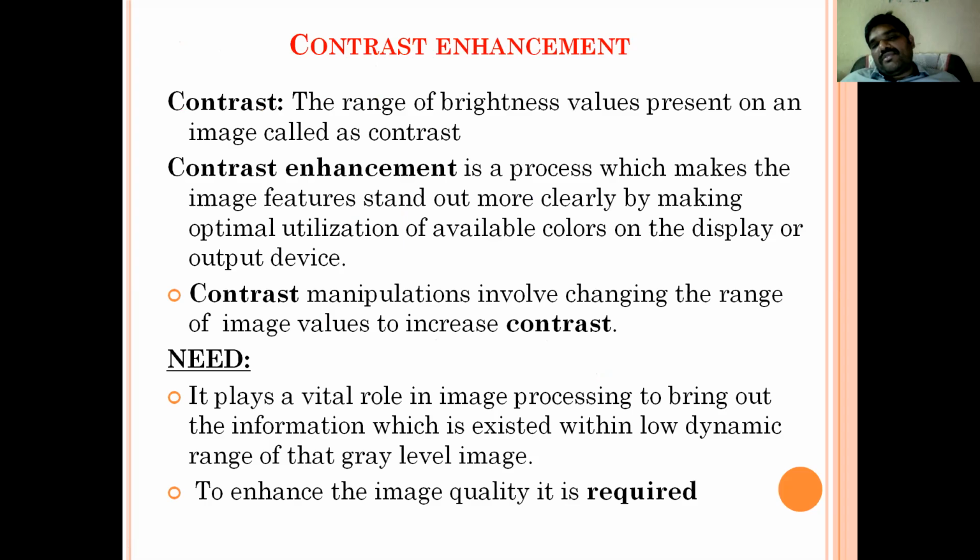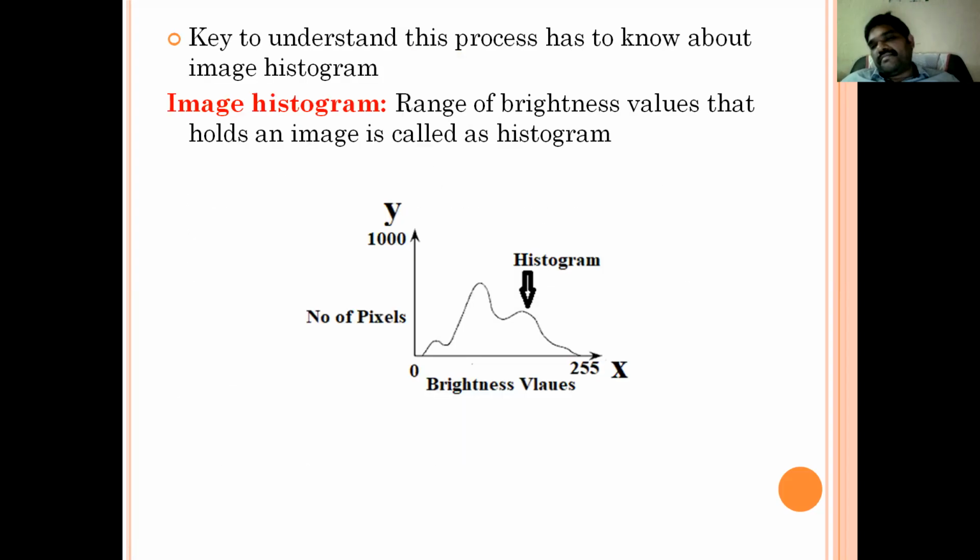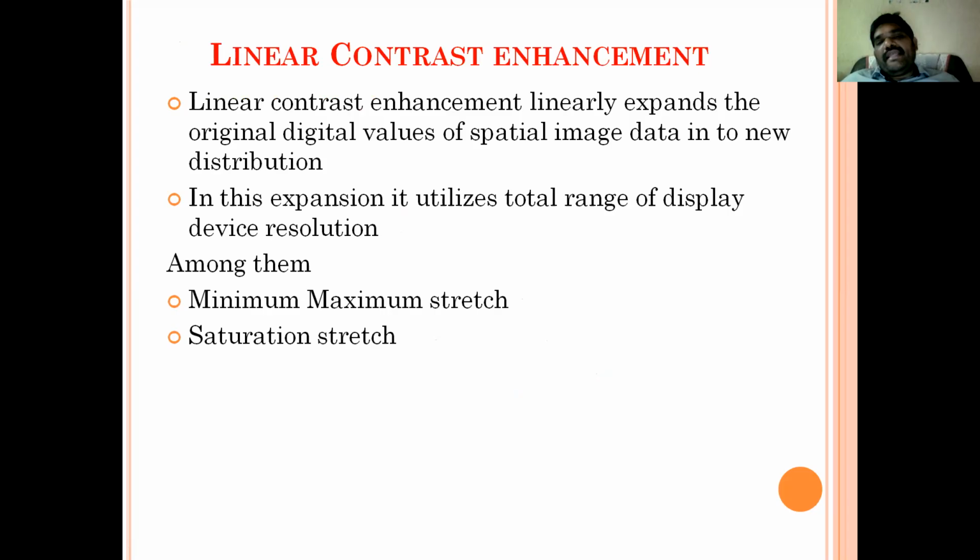Now we understood what a histogram is. What is contrast enhancement, what is the need, and what are we doing? And how can we enhance this contrast? Simply, there are two methods. One is linear contrast enhancement and the other one is non-linear contrast enhancement.